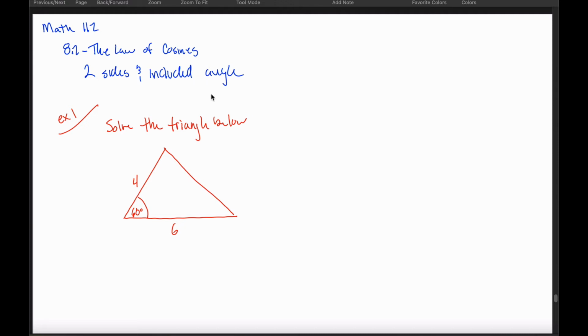So maybe you remember that with the law of sines, you could be given two sides and an angle, or you could be given two angles and a side. And either way, you could use the law of sines, but it worked out a little bit differently, so I made two different videos showing those two different cases. Kind of the same idea with the law of cosines.